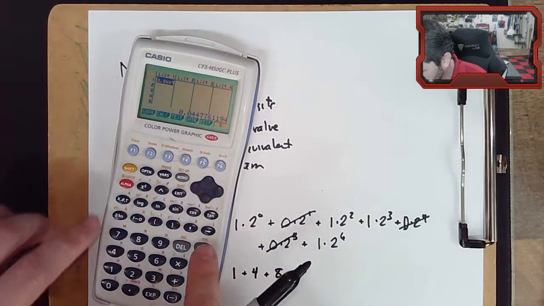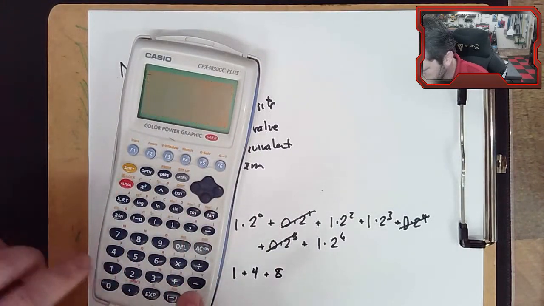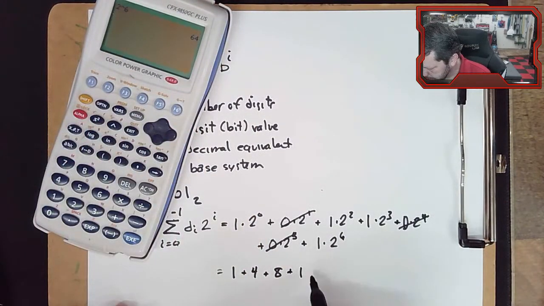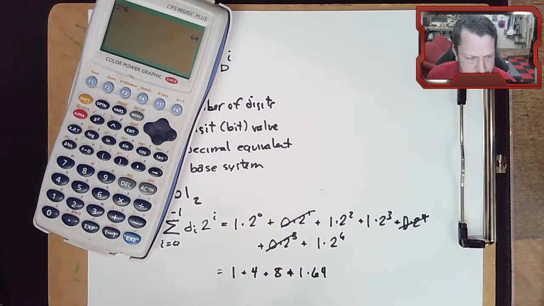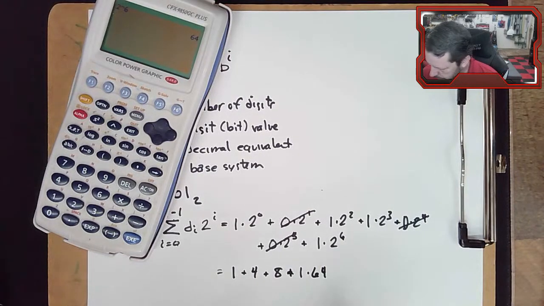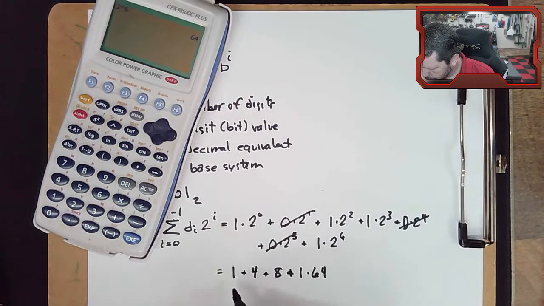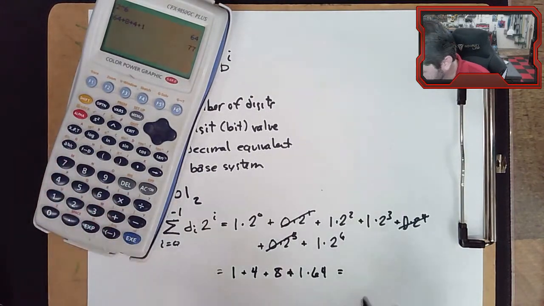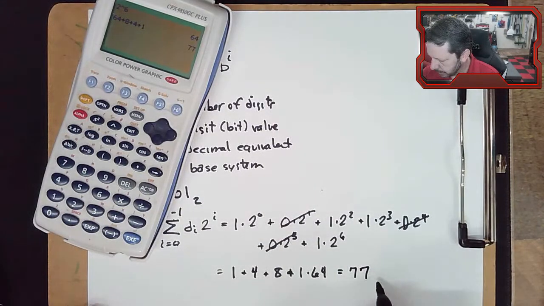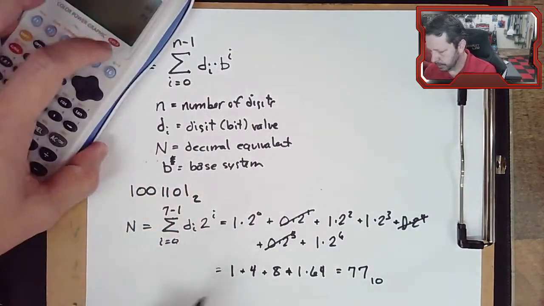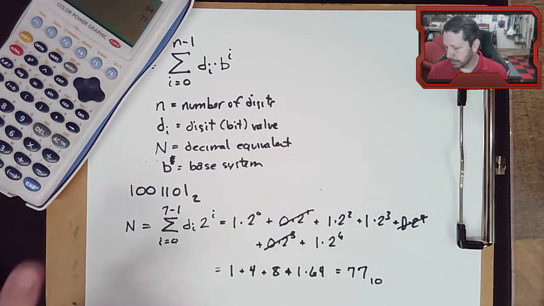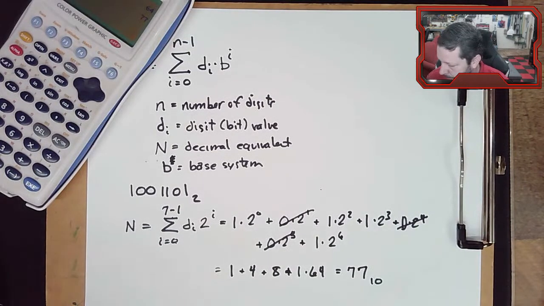Whoops, I'm in the wrong part of my calculator. 2 to the 6th, 64. Okay. Plus 1 times 64, which is just 64. I don't know why I didn't write the 1 times on any of the others. I don't know why I wrote it on that one. So 64, 8, 4, 1, 77. So 77 is the base 10 equivalent of 1001101 base 2. So that's what the process would look like.